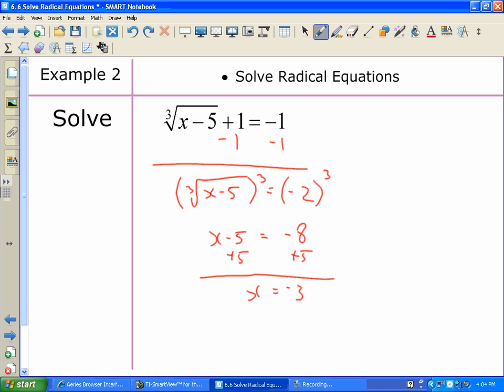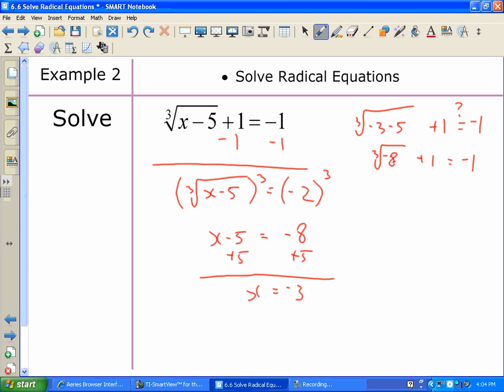You can substitute in, check your work again. That says the cube root of negative 3 minus 5 plus 1 equals negative 1. That's what we're checking. That's the cube root of negative 8 plus 1 equal to negative 1.